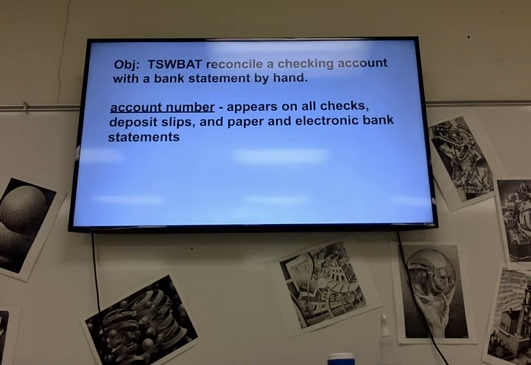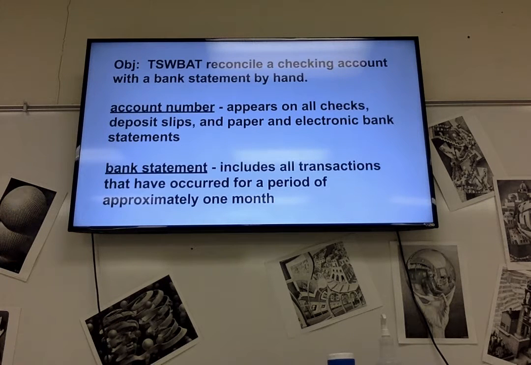You'll see it on everything, all your checks. It's on your deposit slips. It's very useful when you have to write an electronic check because you have to put your account number into the computer. Next is a bank statement.